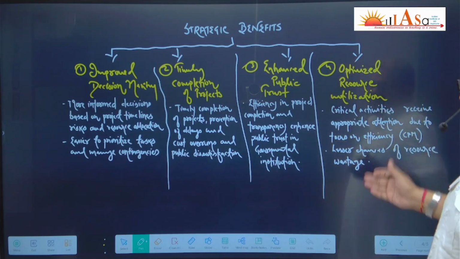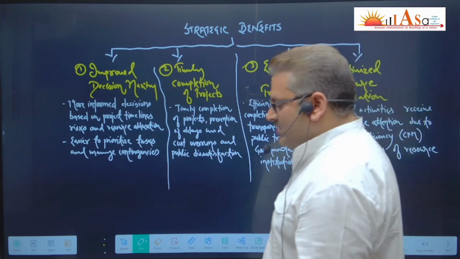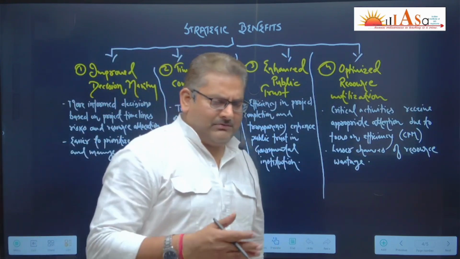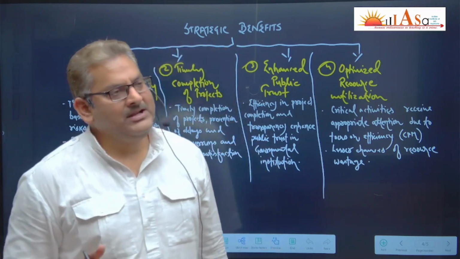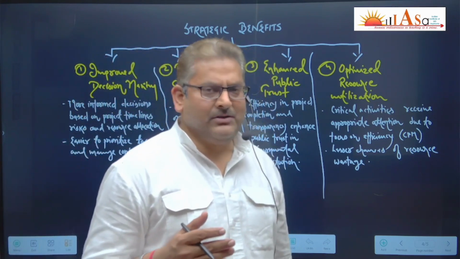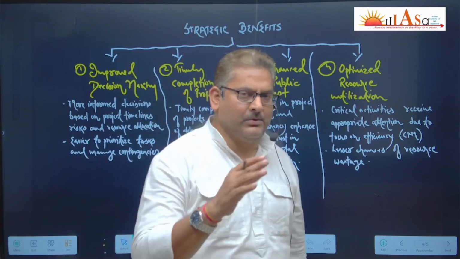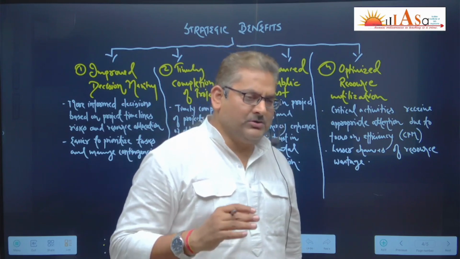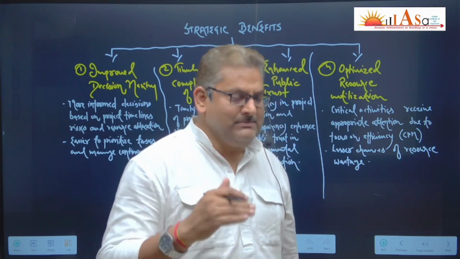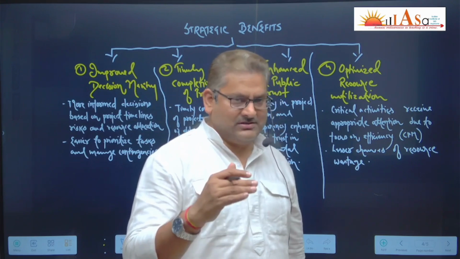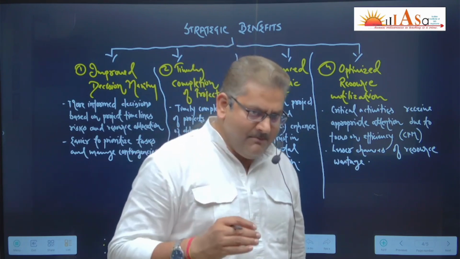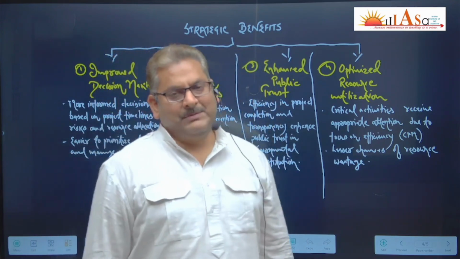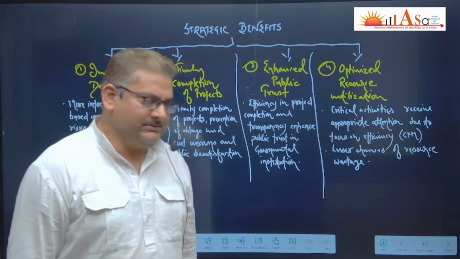Then you have optimized resource utilization. The governments have limited resources, and a number of things are required to be taken care of. Obviously, we look for tools, techniques, and methods so that we can prioritize things and allocate resources so as to maximize our interest with the same amount of input. This is something which is allowed by CPM and PERT, the critical path method and PERT.